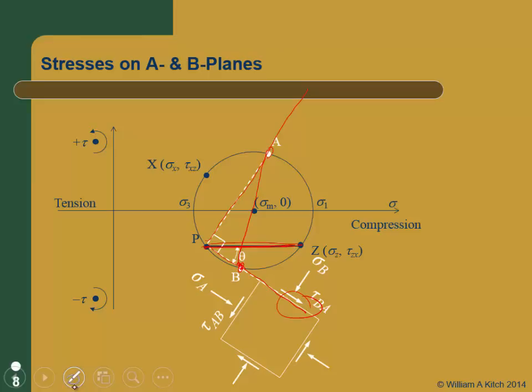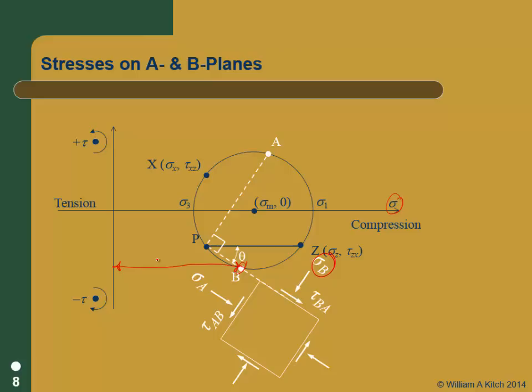So let's be really explicit about this. What is the magnitude of sigma B on this chart? Well, here's the sigma axis, and this is the B point. So the magnitude is this distance right there. I plop my ruler down, and it's going to be so many psi per inch, or so many kPa per centimeter. I measure that distance. That is the magnitude of sigma B.